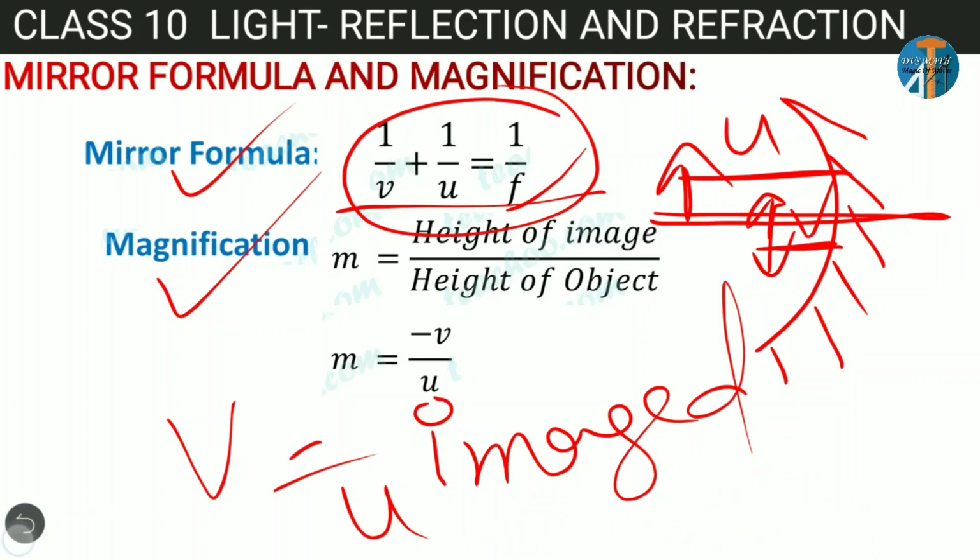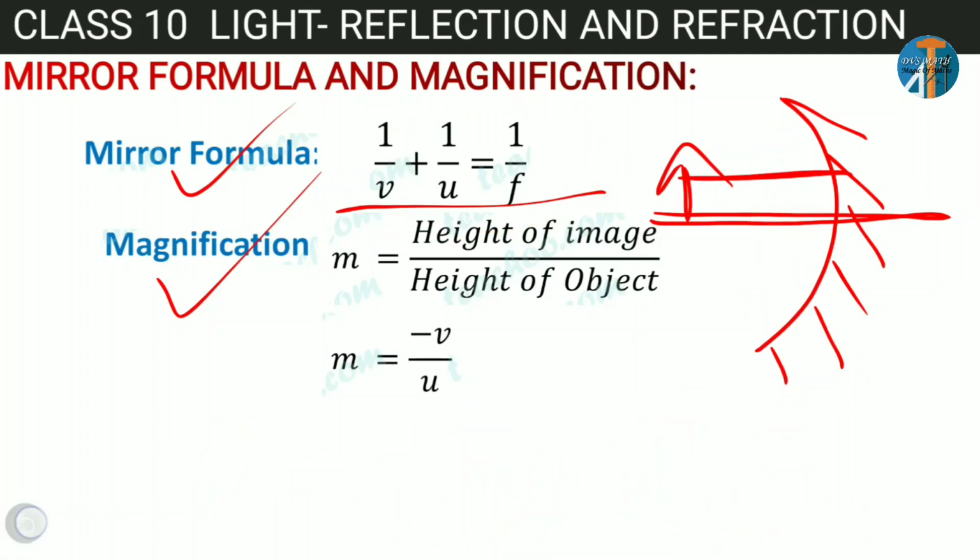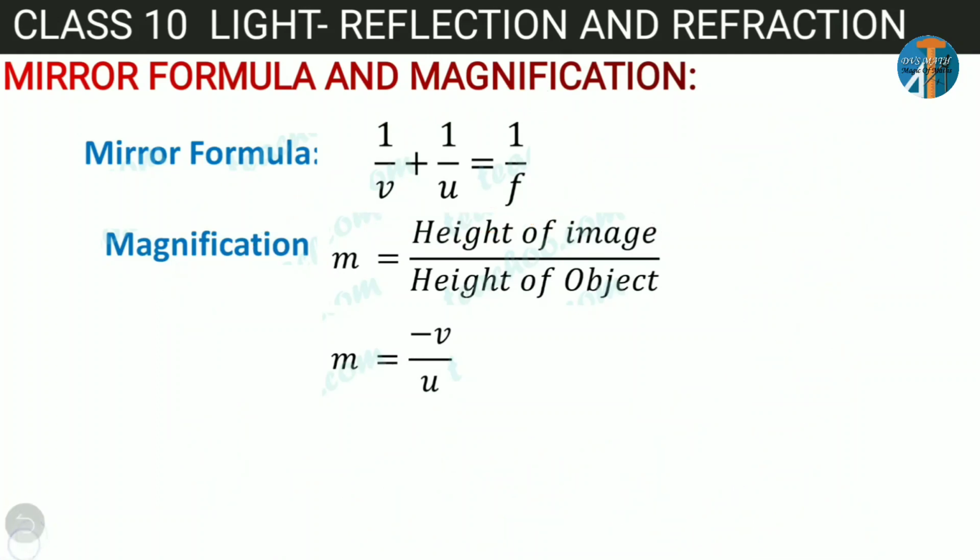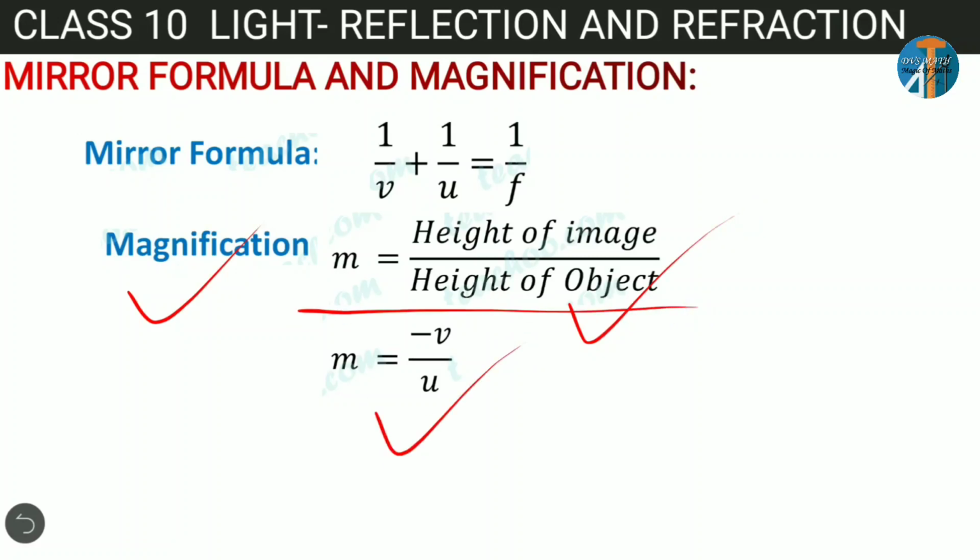Now if we go to the next, magnification, I will tell you. As I told, the smaller one seems like a bigger one, or the bigger one seems like a smaller one. How much it is magnified, bigger or smaller. So for that we have formulas related to height or related to distance. There are two formulas. This is one formula, you can consider the height of image by height of object, or you can consider distance also. v means image distance, u means object distance. If we take the negative sign, -v/u.